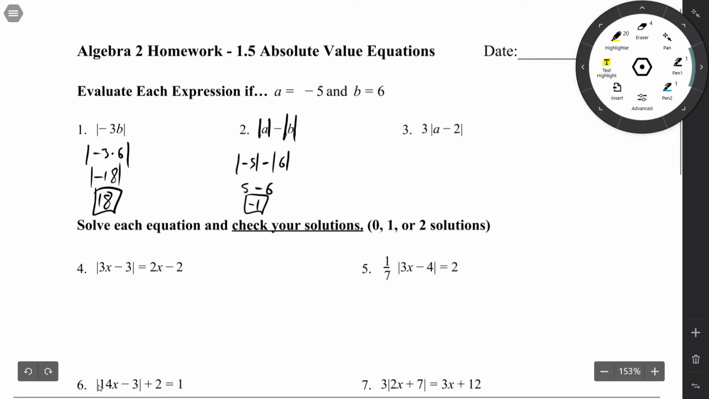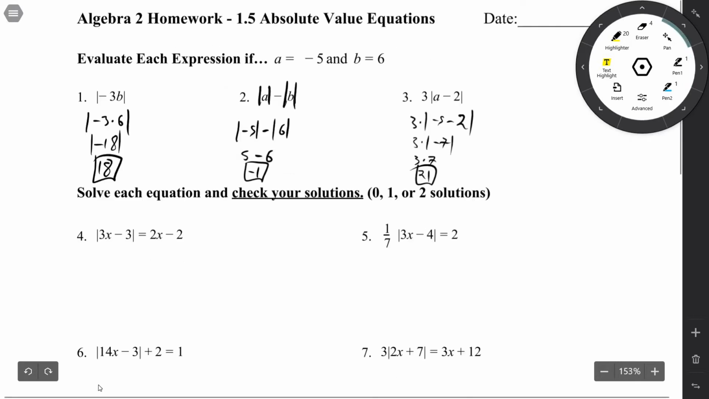And 3 times the absolute value of a minus 2. So 3 times the absolute value of -5 minus 2, which is 3 times the absolute value of -7. So that's just 3 times 7, which is 21. Easy enough there.